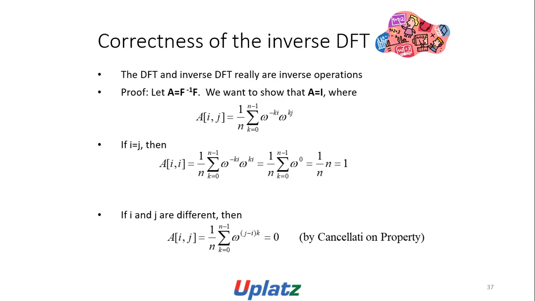If i is equal to j, then A_ij is equal to 1/n times the sum over k from 0 to n minus 1 of omega^(-ki) times omega^(ki), which is equal to 1/n times the sum over k from 0 to n minus 1 of omega^0, which is equal to 1. If i and j are different, then it will be equal to 0 by the cancellation property.